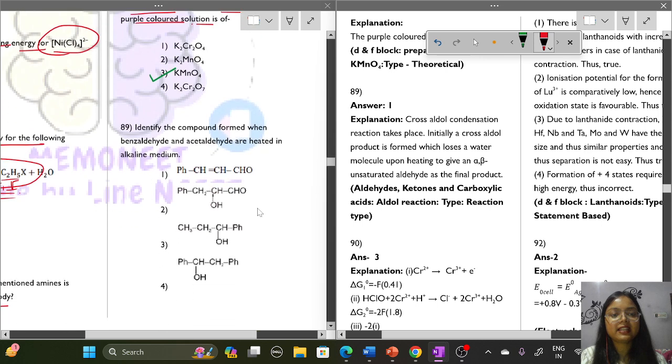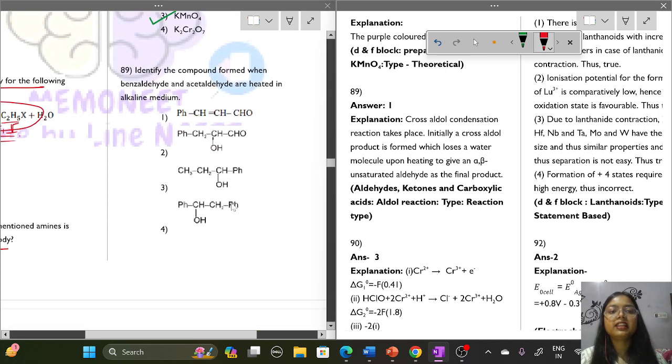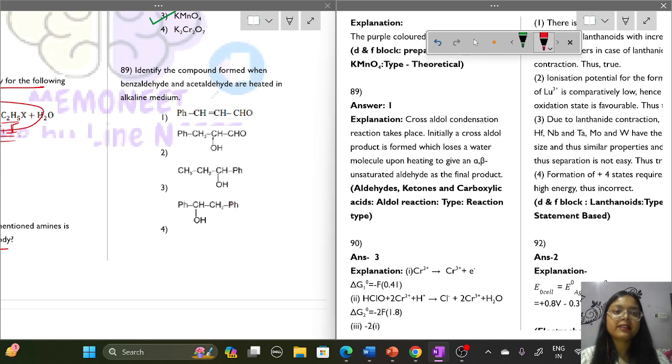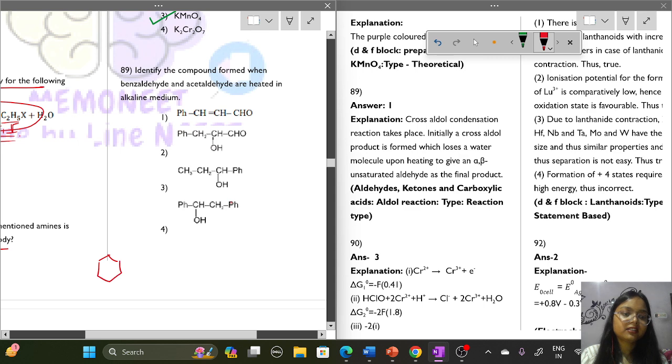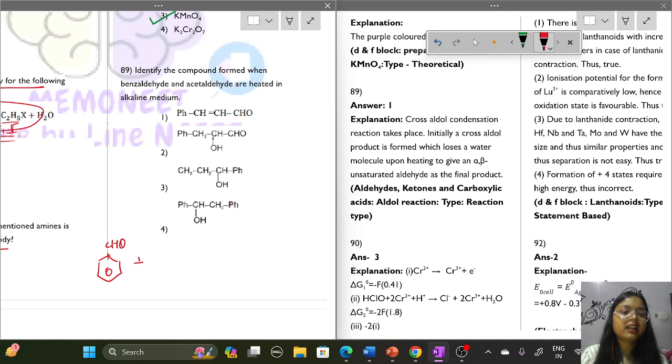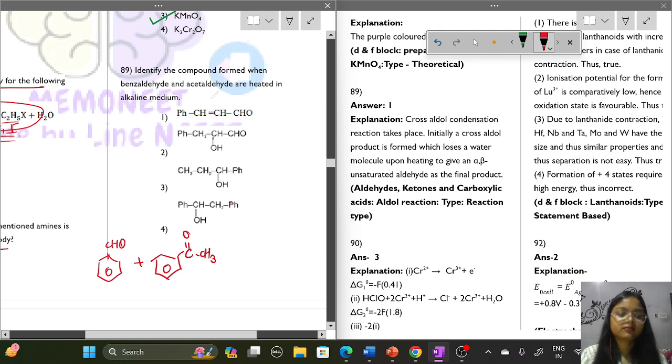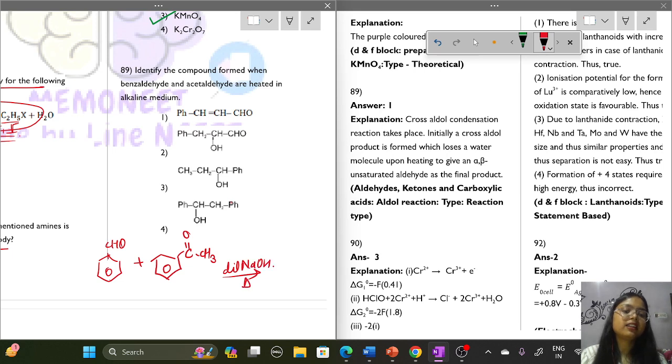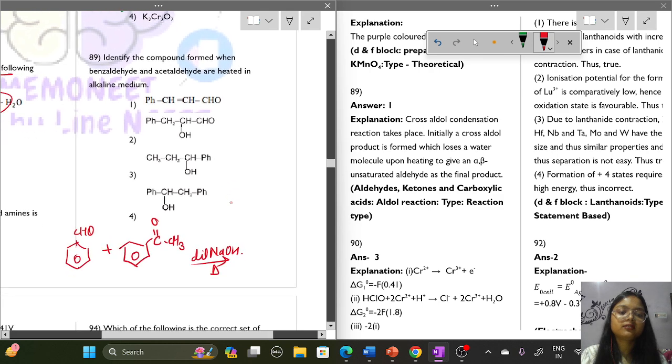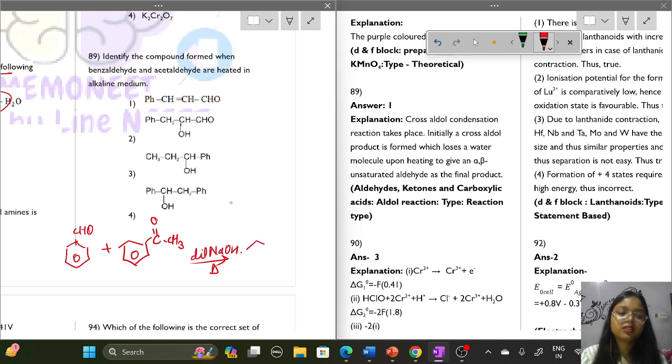Next is question number 89. For question number 89, identify the compound formed when benzaldehyde and acetaldehyde are heated in alkaline medium. So let's see the reaction. This is the benzaldehyde and acetaldehyde, treated with a base, the alkaline medium, say dilute NaOH. So what will be the product here? The product will be formed as a cross aldol product.